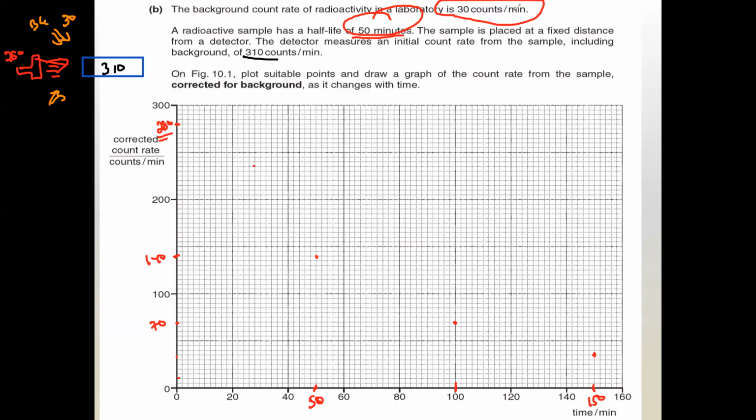So we join these points to show the variation of the corrected counts from the source. You have to join them freehand, as a curve. Is this question clear? How do we work out the amount of radiation after every half-life?